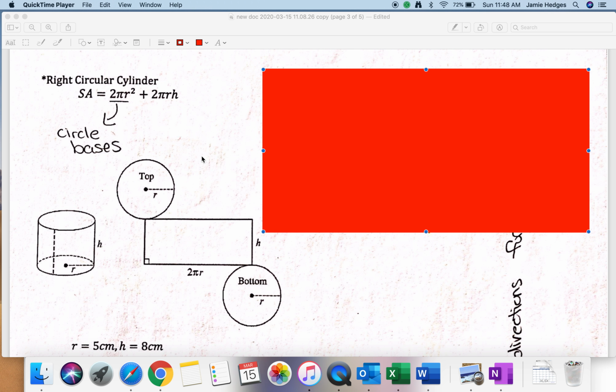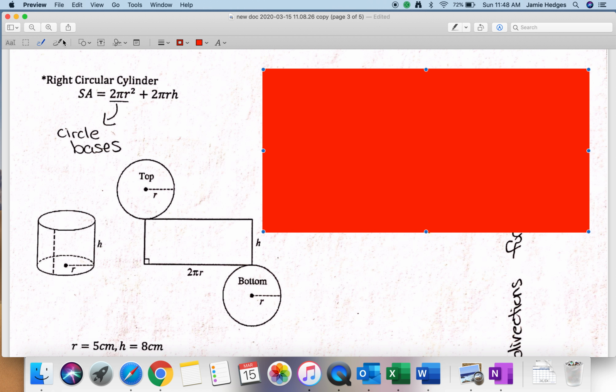So I might be putting a cone on top of a cylinder, or a hemisphere on top of a cone or a cylinder. So it's really important for us to understand the parts of the formulas. That way we know what parts we need to use. So we know the area of a circle is pi r squared. So here is that area of the circle, pi r squared.